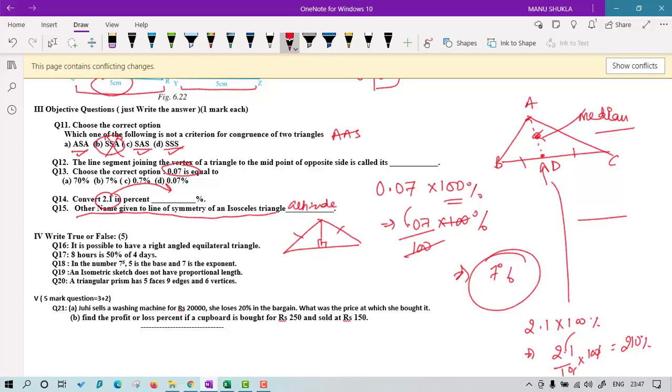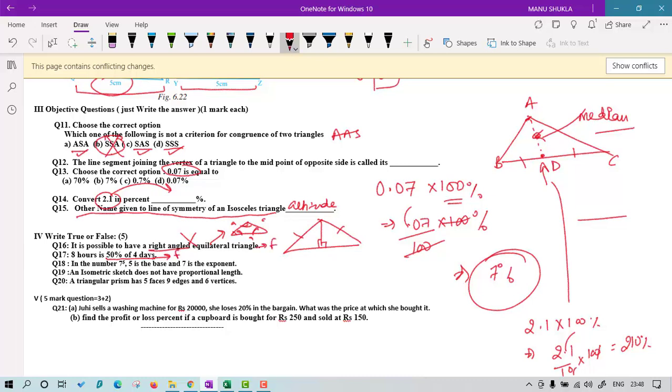Now, true and false. Is it possible to have a right angled equilateral triangle? Not at all, because equilateral triangle, the condition is all angles should be 60°, all sides should be equal. So if all angles are 60°, how can we have one angle equal to right angle? This is false. Question number 17, 8 hours is 50% of 4 days, which is absolutely false, because 50% is like half, and half of 4 days is 2 days, but not 8 hours. So again this is false.